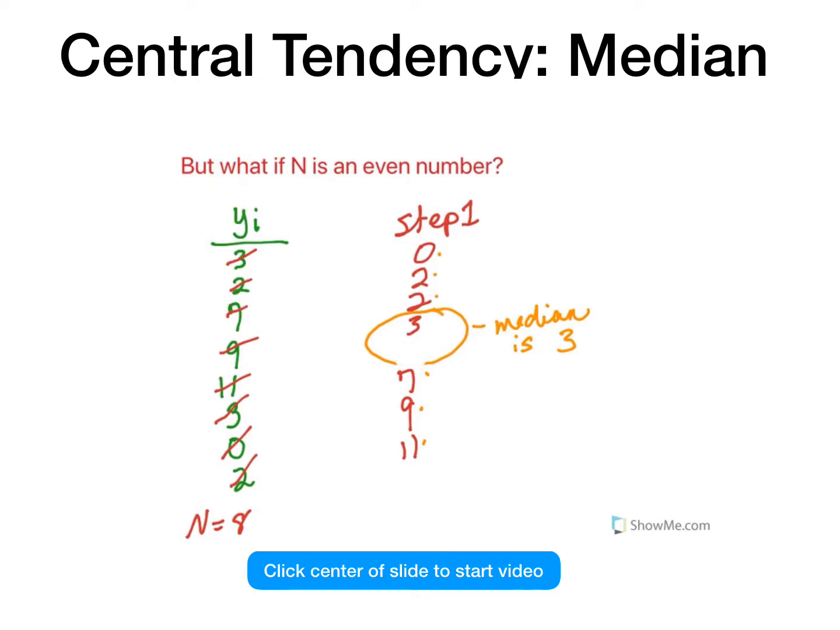Now, what if the middle 2 scores are not the same? So I'm going to change one of the 3's into a 5. Well, you could find the middle point between those 2 middle scores, but you don't need to. You just report both of them. So in this case, we'd say the median is 3 to 5. On average, people get 3 to 5 pieces of mail. It is typical to get 3 to 5 pieces of mail.